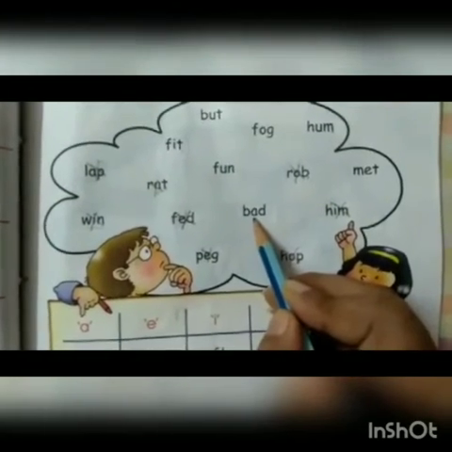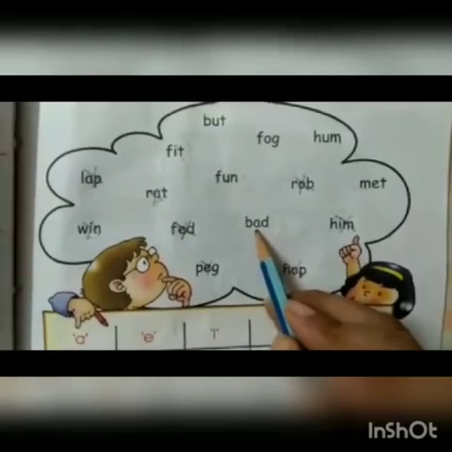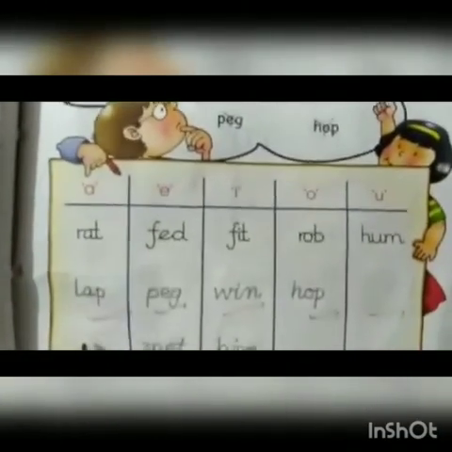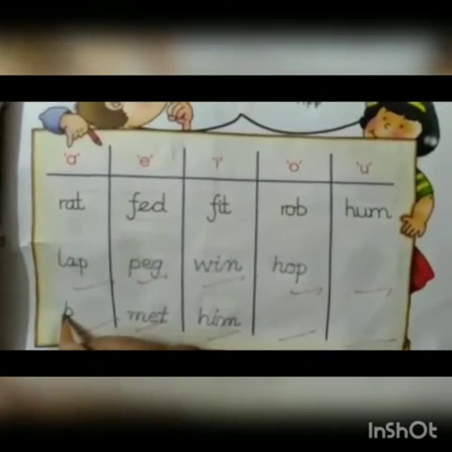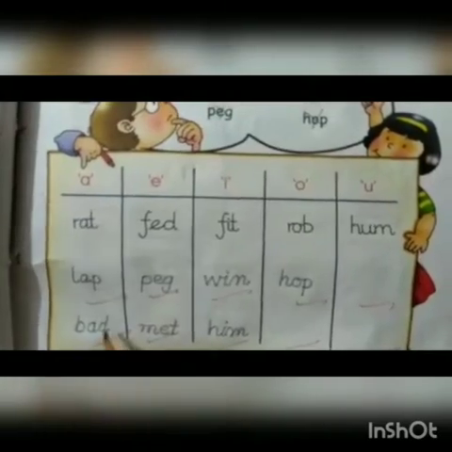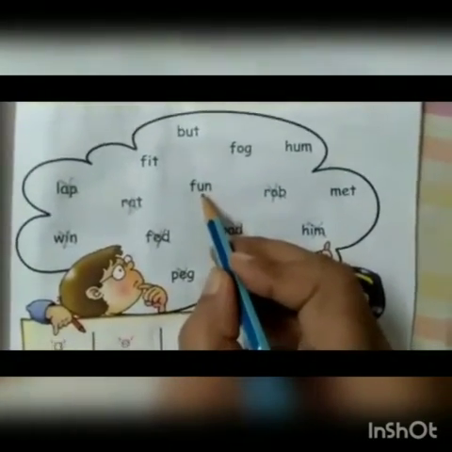Bad. Yes. Which vowel used in bad? A vowel. So we will write this name in A vowel column. B A D. Bad. Come to the next. Read this name.